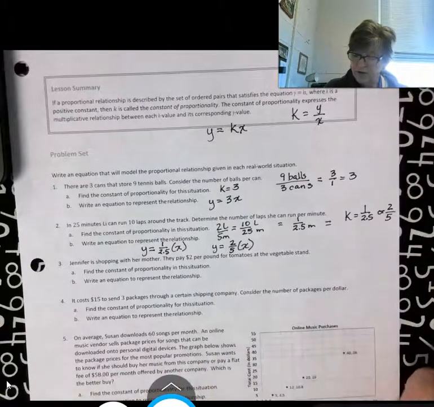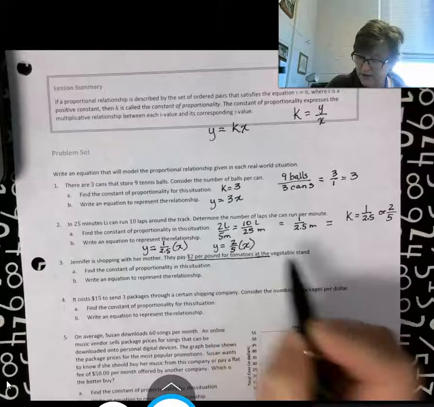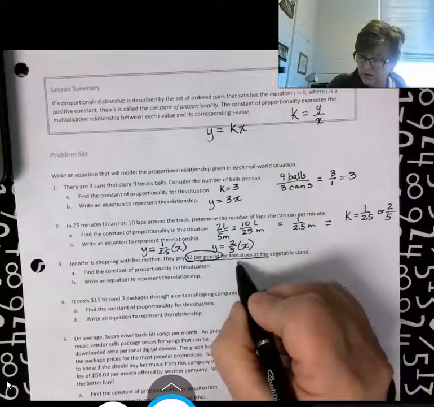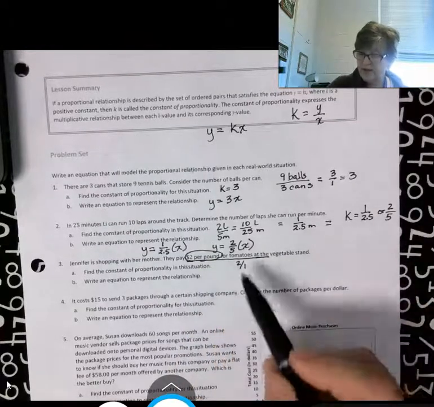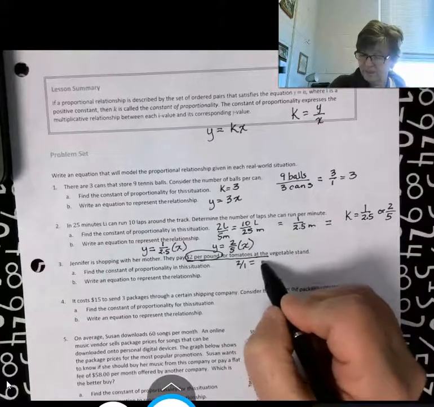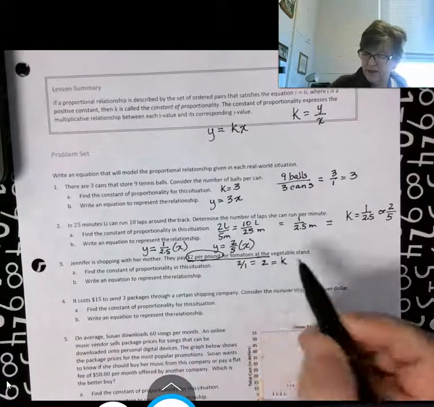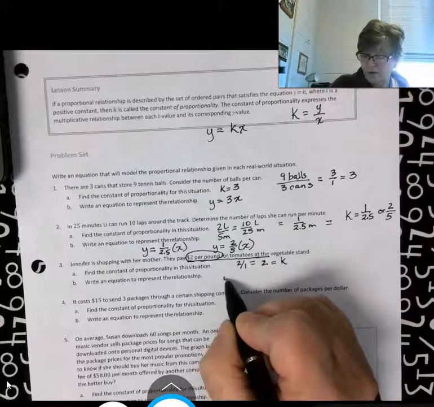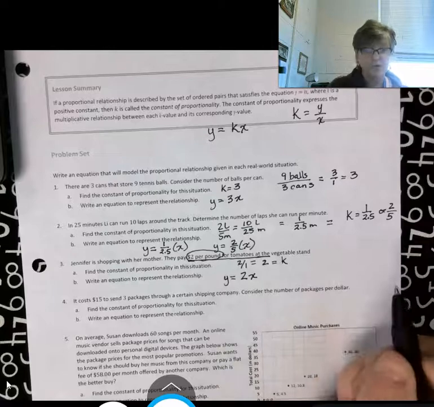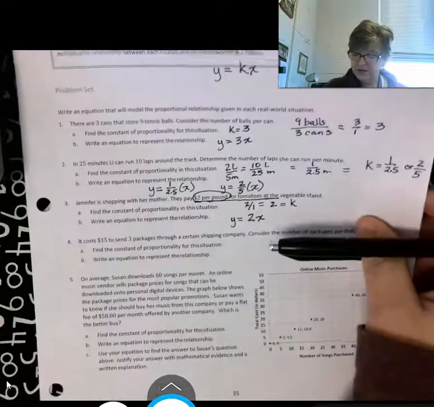Jennifer is shopping with her mother. They pay $2 per pound for tomatoes. So $2 per pound. And that is my y over x, which is equal to 2, is my constant. And then my equation would be y is equal to my constant times the number of pounds, or x. Let's move down to number 4.